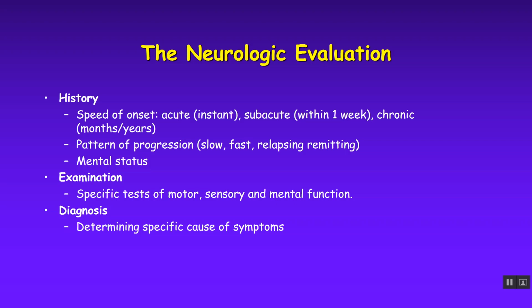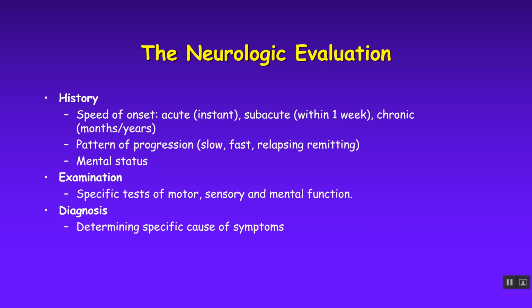So just knowing exactly the history of onset, how fast, what's the pattern of progression? Is it slow, fast? Does it relapse and remit? It gets better then worse, better then worse. Does it affect mental status? If somebody has something that affects mental status, it's affecting the cerebrum, okay? If it doesn't affect mental status, if it's pure motor and sensory, it may not be involved in the cerebrum. It could be brainstem, spinal cord. But if you've got language or mental status dysfunction, the cerebrum is probably involved.